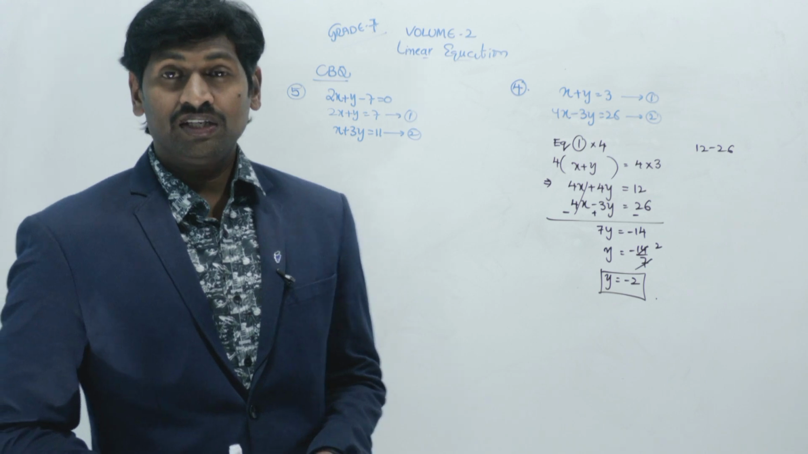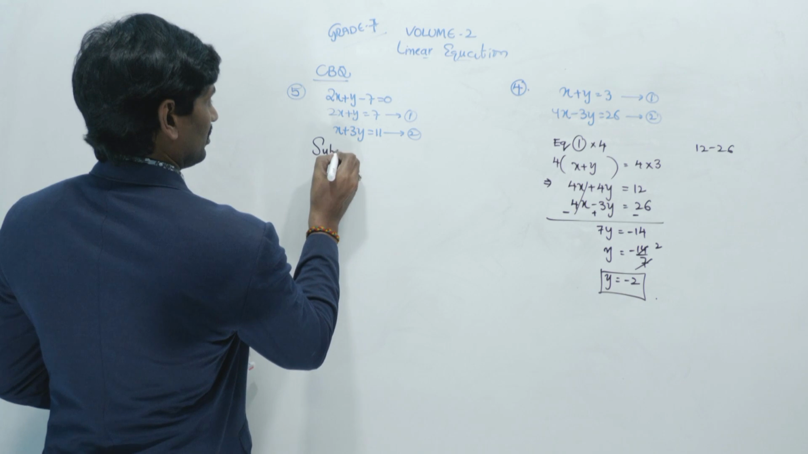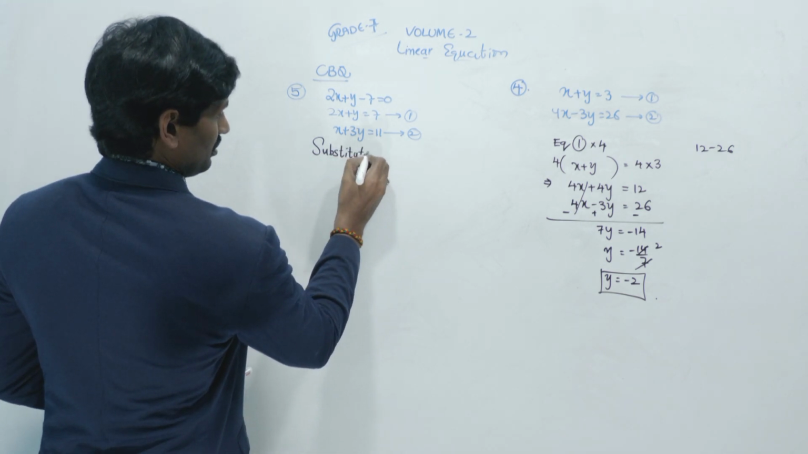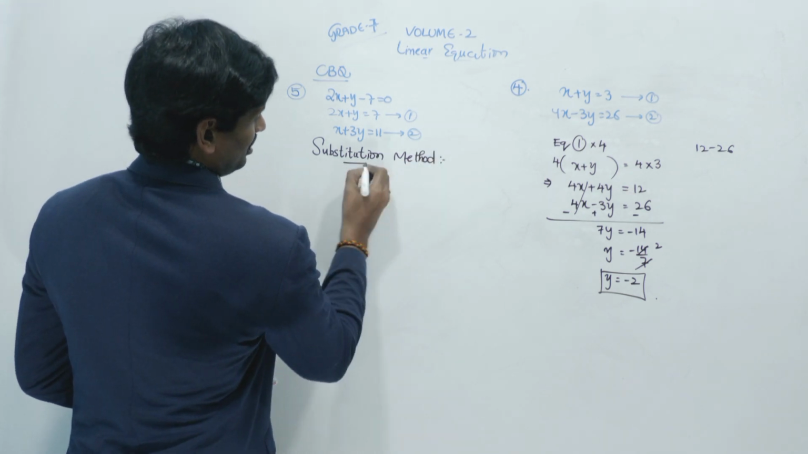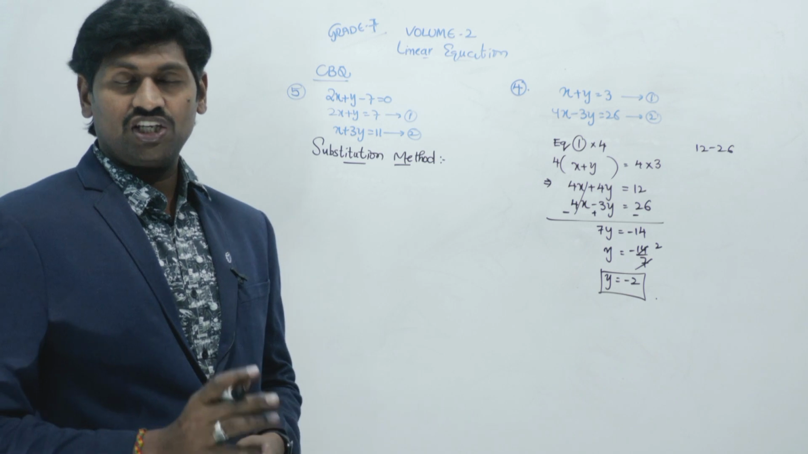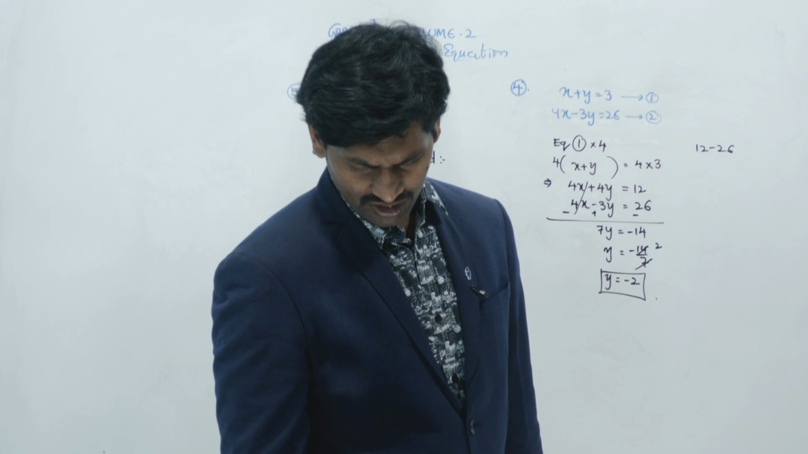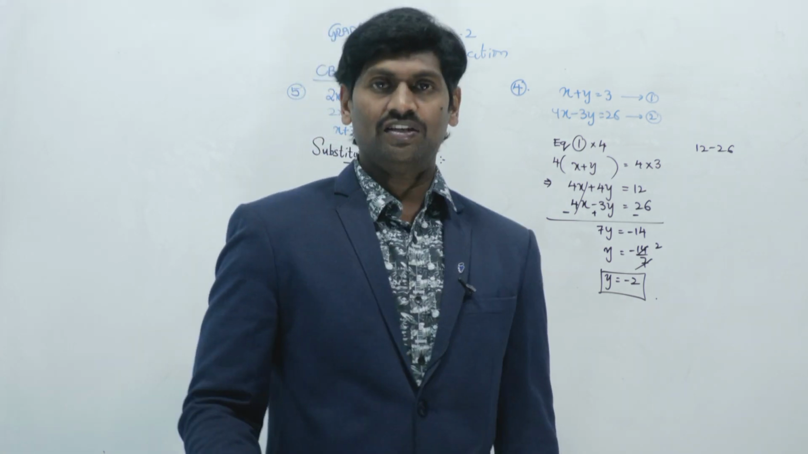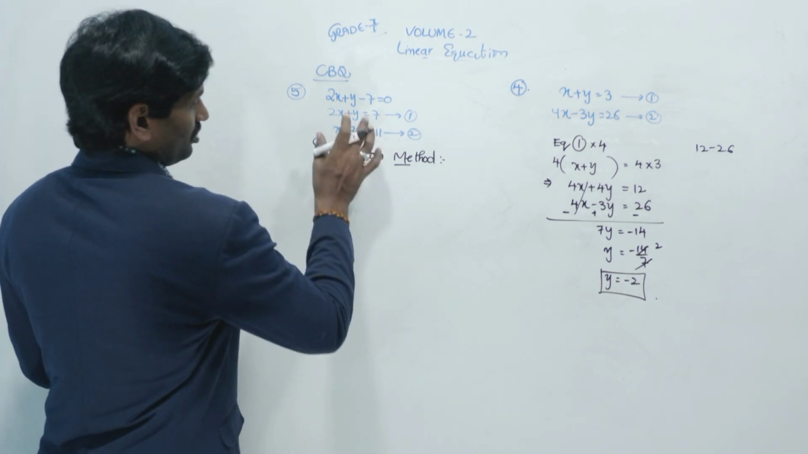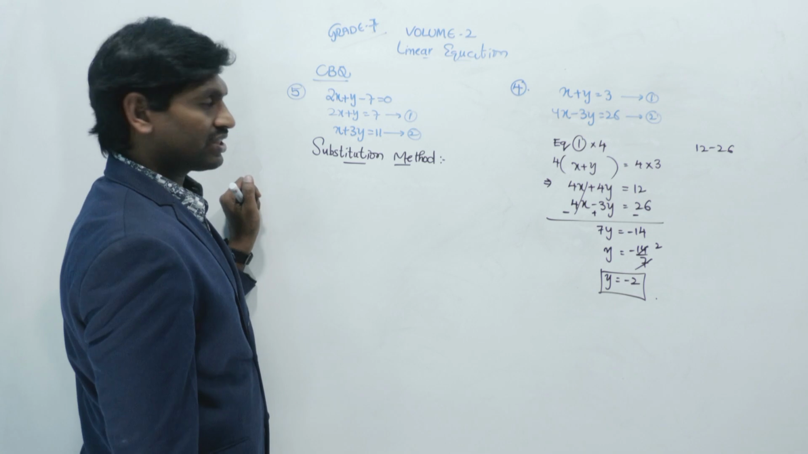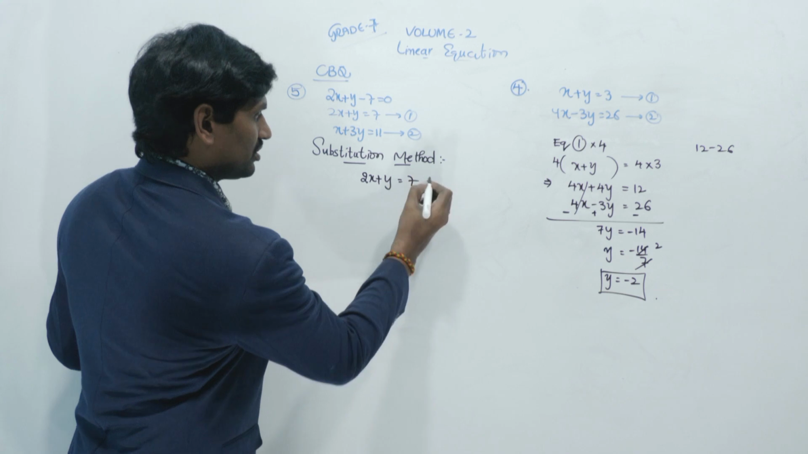Now we are in the substitution method, right? Let me write substitution method. In the substitution method, choose any one of the equations. But actually what value should we find? We should find the value of y. Okay. Choose any one of the equations. I am choosing the first equation, that is 2x plus y equals 7.